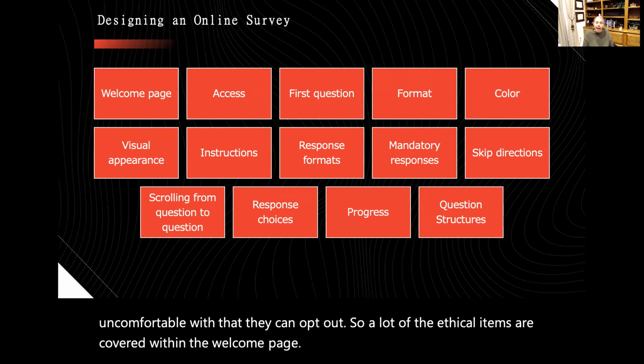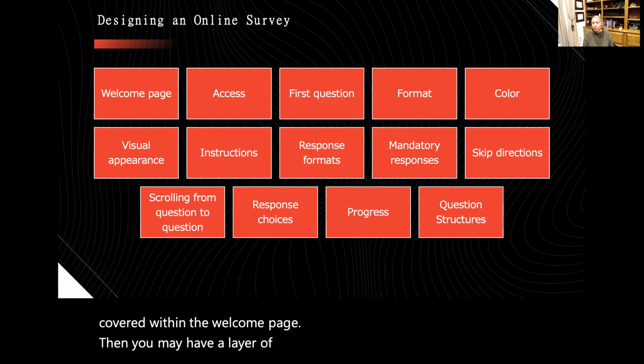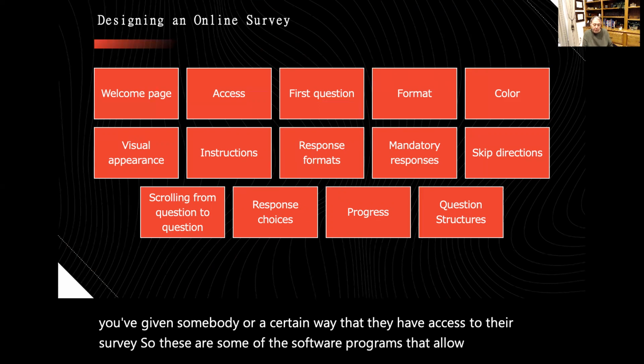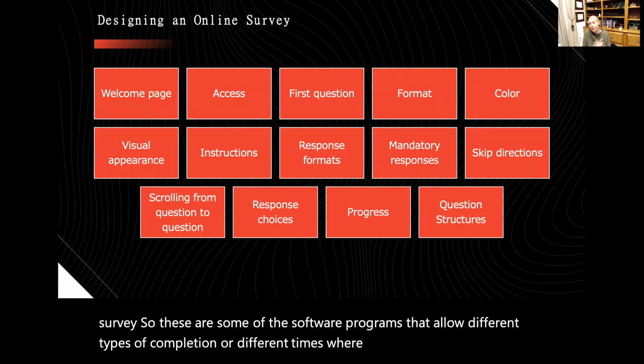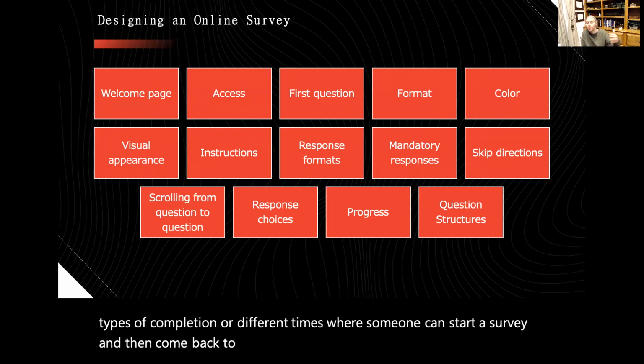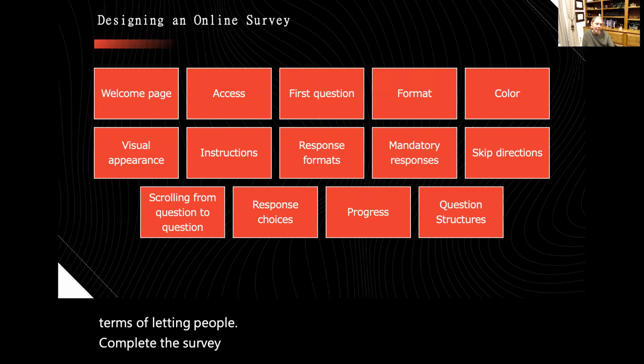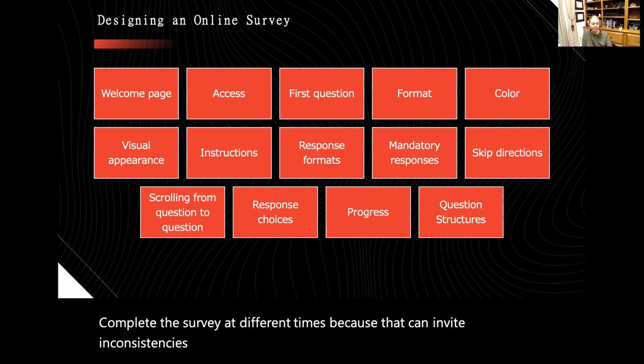Then you may have a layer of access. This may be a specific PIN that you've given somebody, or a certain way that they have access to their survey. Some of the software programs allow different types of completion, or different times where someone can start a survey and then come back to it. Again, something we want to be careful with in terms of letting people complete the survey at different times, because that can invite inconsistencies in the survey, especially depending on what it is that you're measuring.